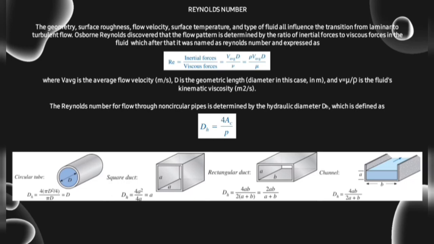The Reynolds number for flow through a non-circular pipe is determined by the hydraulic diameter Dh, which is defined as Dh equals 4Ac over p.